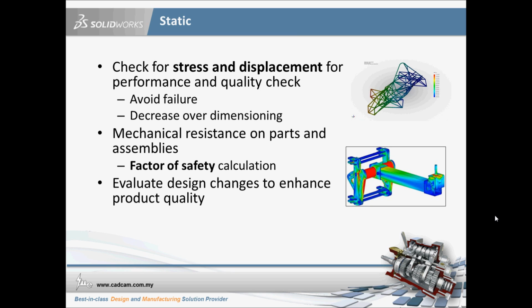So static analysis allows us to check for stress and displacement for performance and quality so that we can avoid failure. And of course, we would like to decrease over-dimensioning. As a designer, a lot of the time we are not sure how far along we are in an optimized design. So static analysis will give us this kind of input. So mechanical resistance on parts and assemblies, in other words, we call the factor of safety calculation. How safe is your design?